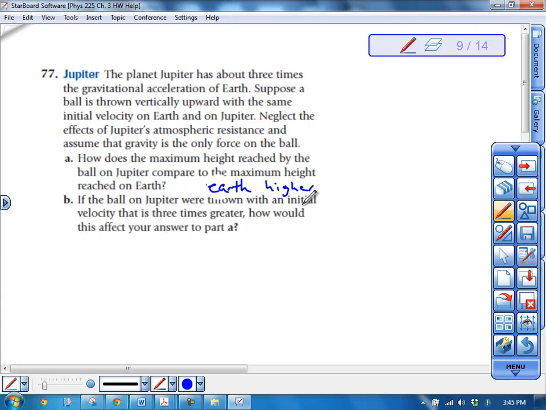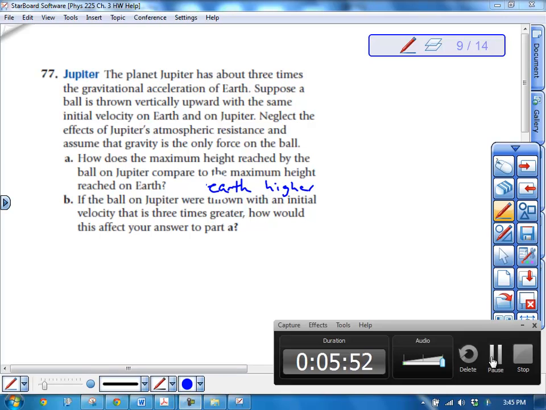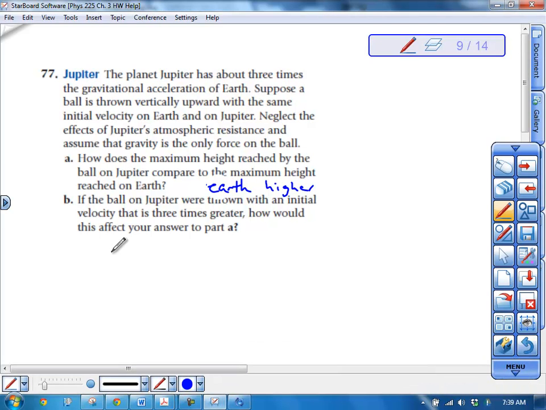All right, if the ball on Jupiter were thrown with an initial velocity that's 3 times greater, how would this affect your answer to part A? So I'll do Earth first.